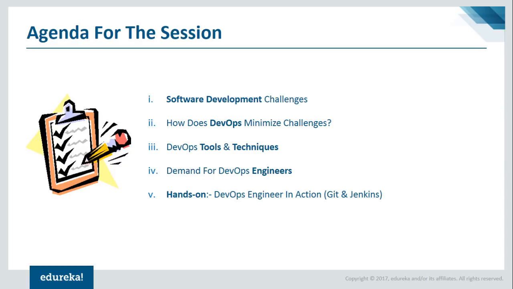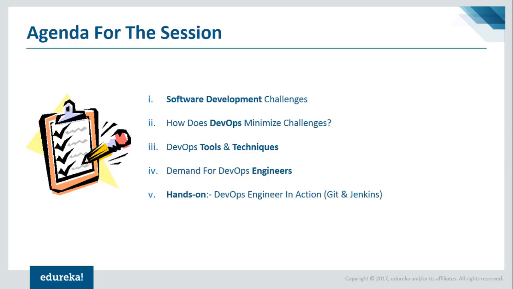But what exactly is the need for DevOps? DevOps is the latest and by far the most efficient, right? What caused DevOps to become so popular, and why was there a need for DevOps? Let's look at that first. That'll be the first topic for today. We'll look at the different challenges with software development, and then I'll tell you how DevOps minimizes those challenges.